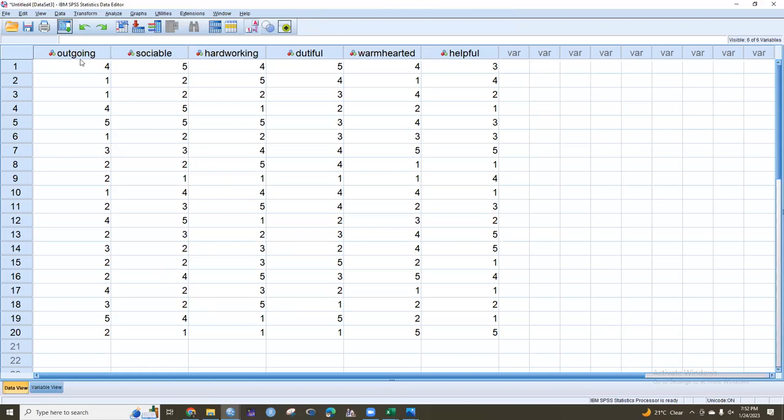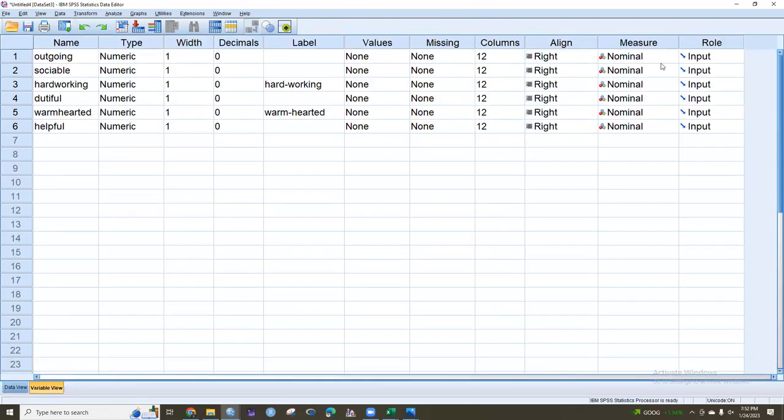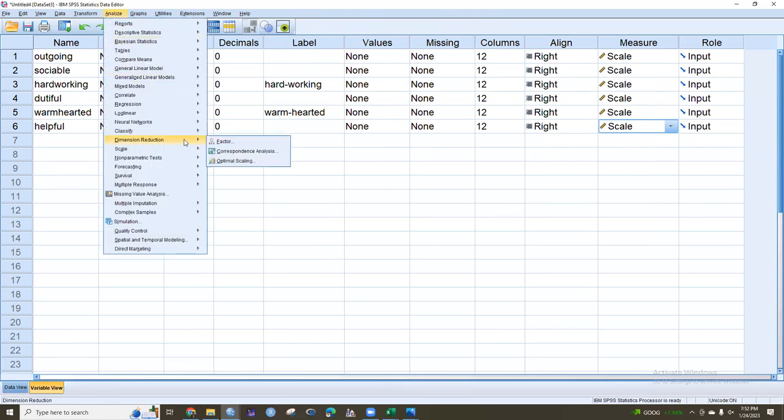Now this is the most important thing about doing the factor analysis: your data should be on the scale, or it can go to the ordinal, but it should be on the scale. It should be numeric, because we are doing all the calculation with the help of the mean and the variance, and mean and variance are valid for only a scale data set. So that is one thing we should take care of.